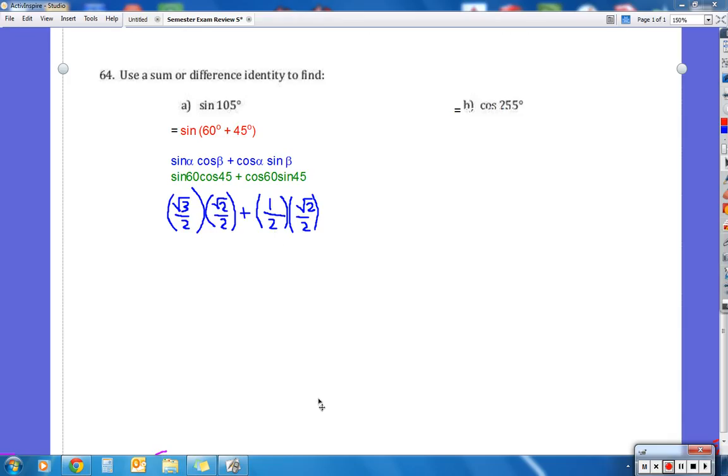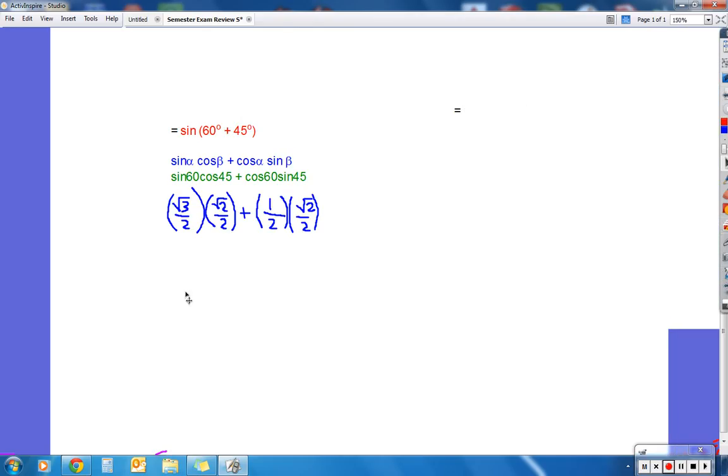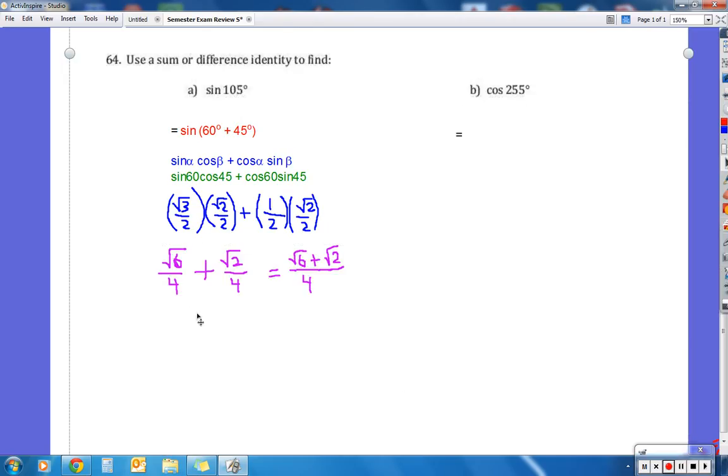I can simplify this now and multiply these two fractions together to give me square root of 6 over 4 plus the square root of 2 over 4. Since they have a common denominator, I can combine it into a single fraction, which would be square root of 2 plus the square root of 6 over 4. So this would be the answer for sine of 105.